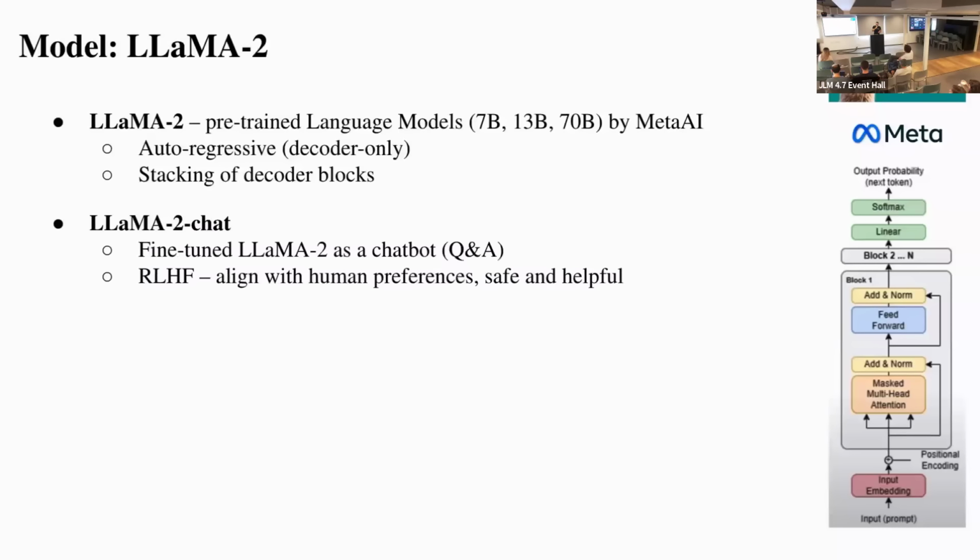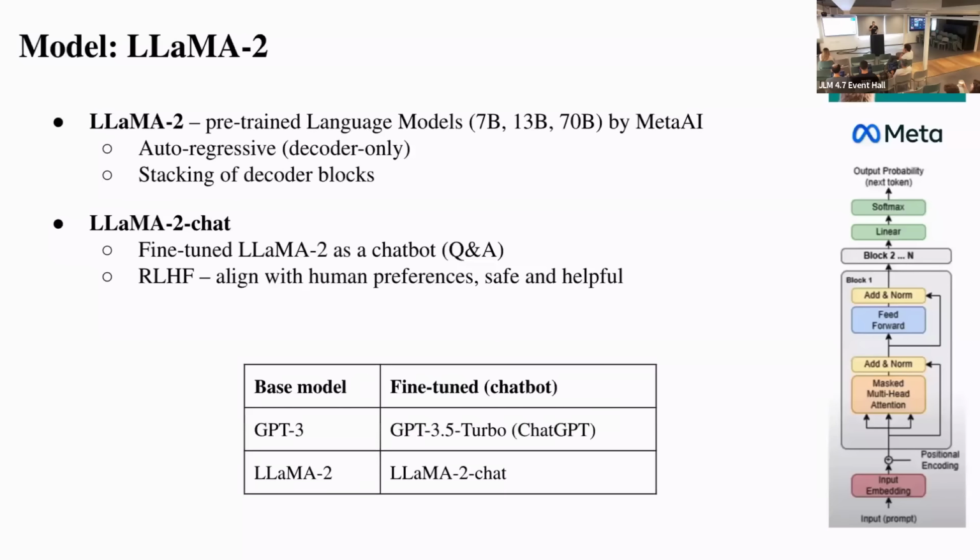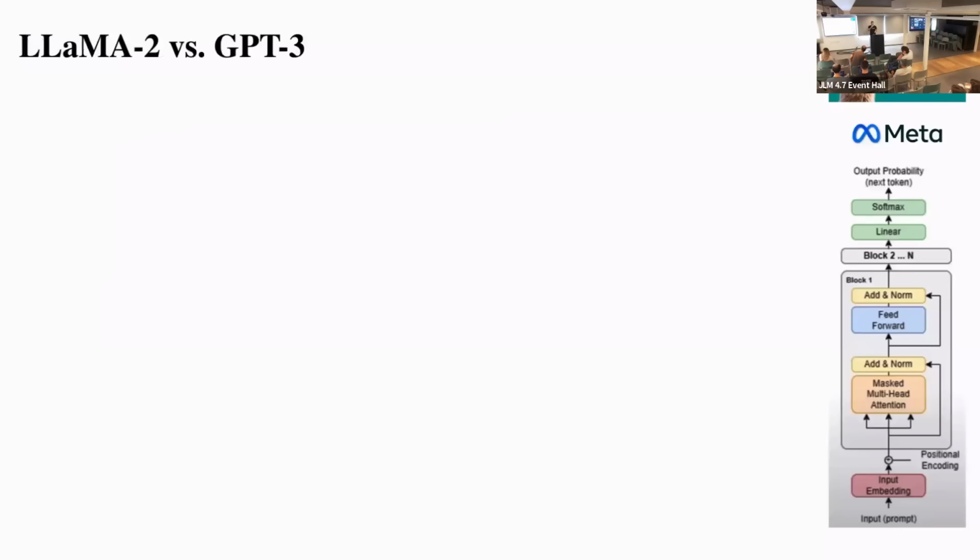And LLaMA 2 chat is a fine-tuned version of LLaMA 2 for a chatbot, for question answering. Similarly to what OpenAI did with ChatGPT, Meta AI did with LLaMA 2 chat. They used RLHF to align with human preferences for safe and helpful completions. So we have the base model GPT-3, which is analogous to LLaMA 2, and we have our fine-tuned chatbot model, GPT 3.5 Turbo or ChatGPT, which is analogous to LLaMA 2 chat.